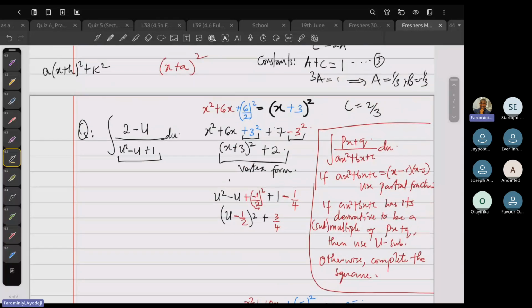So that means this q will be equal to the integral of (2 minus u) over ((u minus 1 over 2) squared plus 3 over 4) du. Are we still together? Yes, sir. Beautiful.